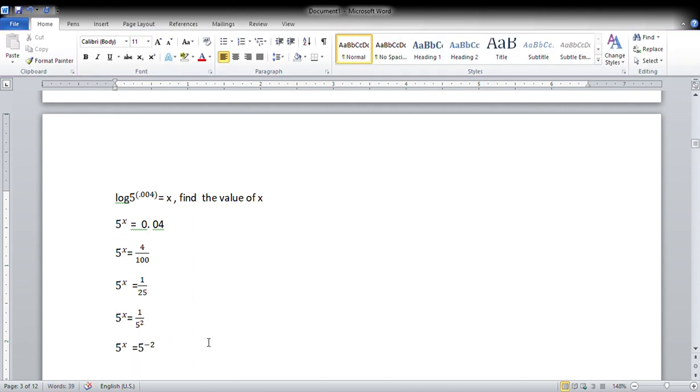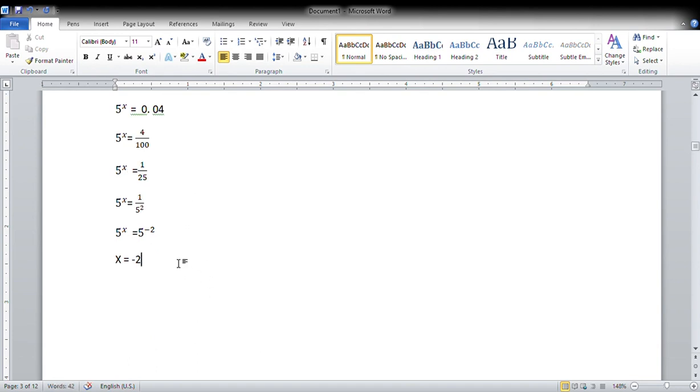I have already studied that if the base on both the left and right side is the same, then the power will be the same. So simply write x is equal to minus 2. So this is the answer, x is equal to minus 2.